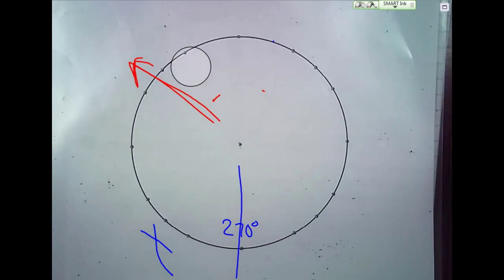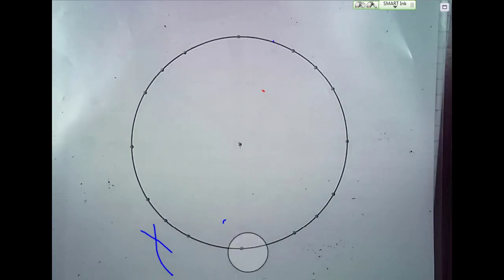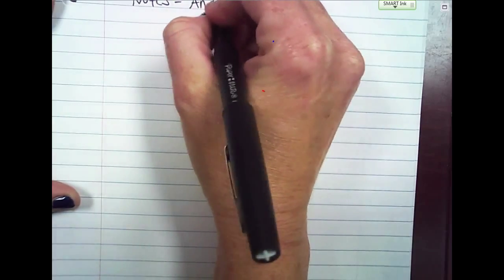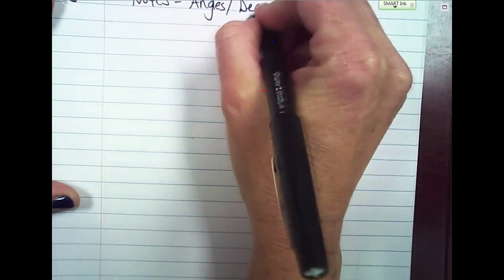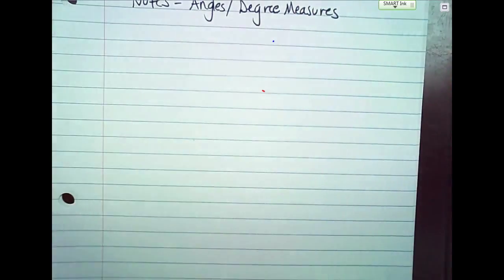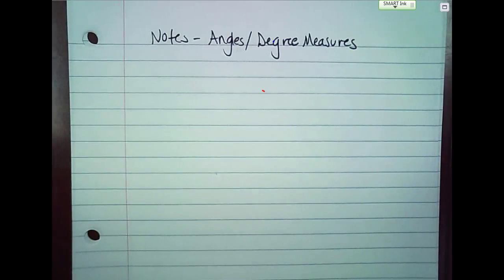So in your journal, switch gears here. In your journal for today, label it angles and degree measures.